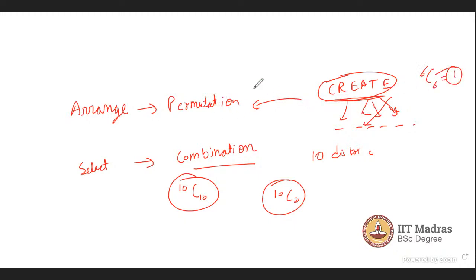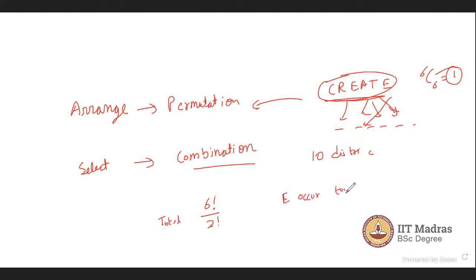So, sir, if in the same question it is asked that no two E's can occur together, then what do we do? The easiest way to approach it is to find the total number of ways, which I think is 6 factorial by 2 factorial, right? This is the total. Then find the number of cases when the E's occur together and subtract it. That's one of the easiest ways.